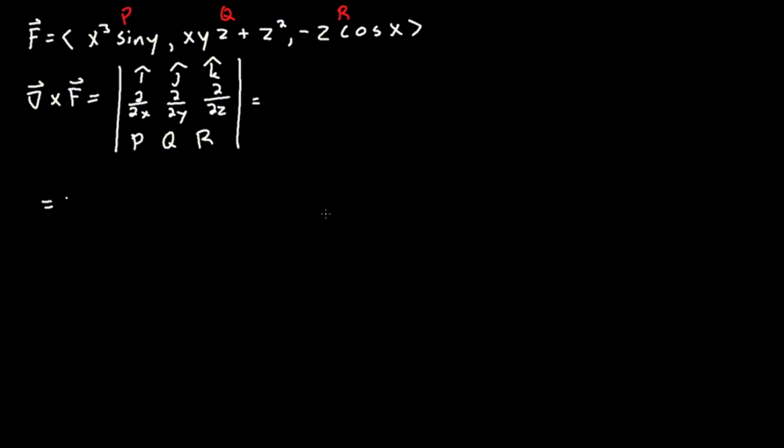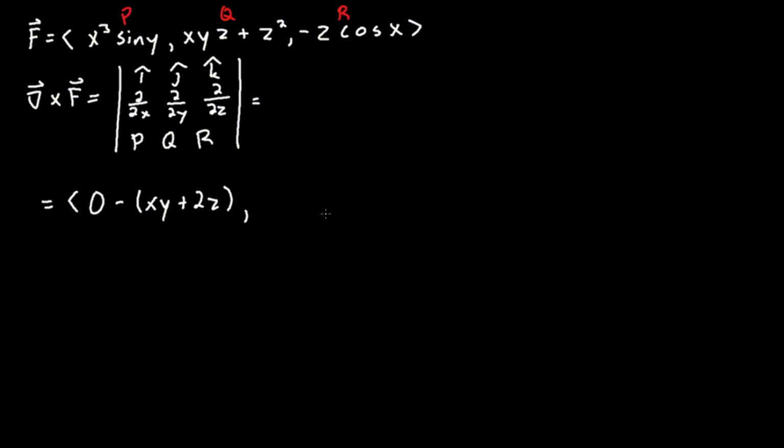And to find the cross product of this, all we have to do is look at your first component, i, cross this out, and just find the determinant of this matrix. That's your first component. So the determinant of that matrix is the y partial of R. Let's just solve that along the way instead of writing it down. The y partial of R is just 0. R is not dependent on y. Minus the z partial of Q. So the z partial of Q is xy plus 2z.